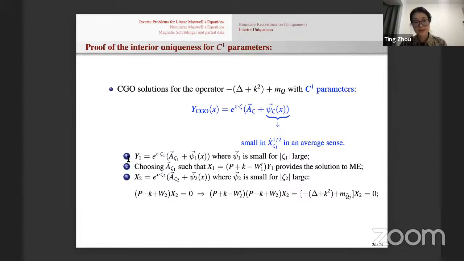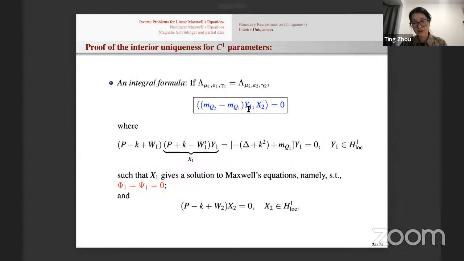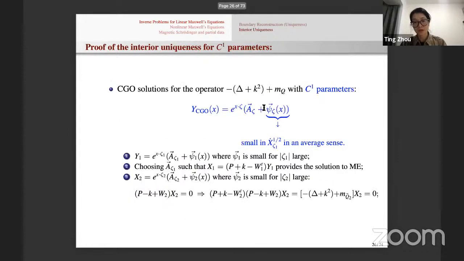So these will be the steps to guarantee that eventually you get X1 and X2 as required in this integral identity. So you have to carefully choose the amplitude for Y1 in order to guarantee X1 gives you the solution to Maxwell's equations. But we don't have such a restriction on X2. We only need the smallness of the remainder part.